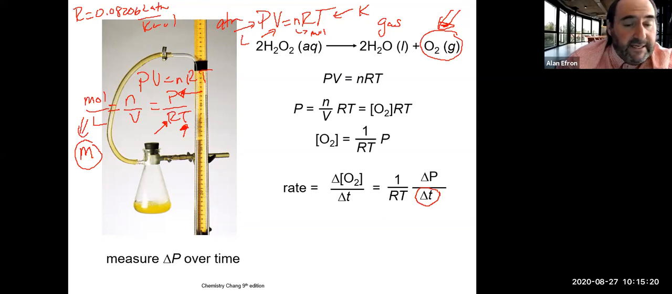So this is another way where, if you can't do any type of spectrophotometry and follow colors changing and absorbance values, and you do have some type of gas being generated, you could take advantage of the ideal gas law and the change in pressure and measure how the molarity is changing. Any questions on that there? Okay.